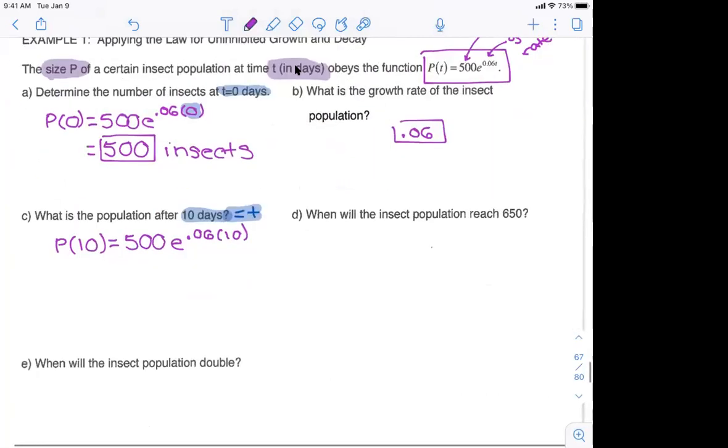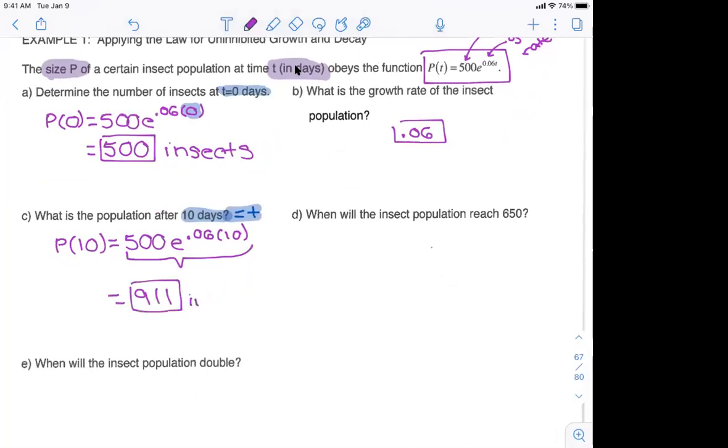Use a calculator. You can type in all of this into your calculator. 500 e, and then you should open up, it's on your left side, it should open up an exponential, and you're going to type in 0.06 times 10 and hit enter. Type in the whole thing, and when you do, you get about 911, and we're talking about insects. I'm going to do whole insects instead of partial insects, okay? Because it doesn't make sense to have part of an insect. So round to the nearest whole number, and we're going to have 911.